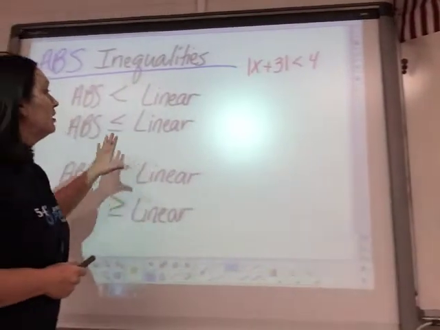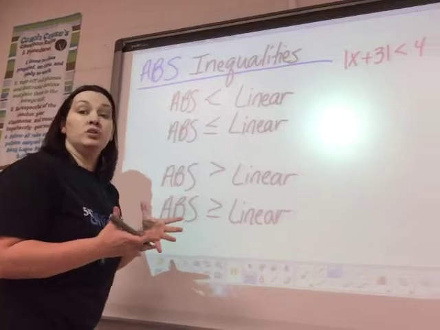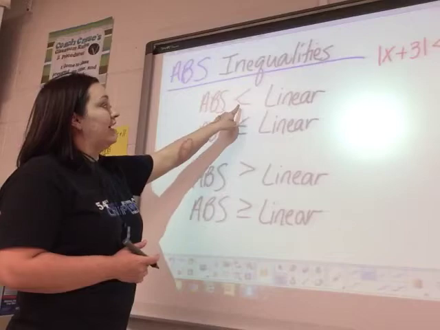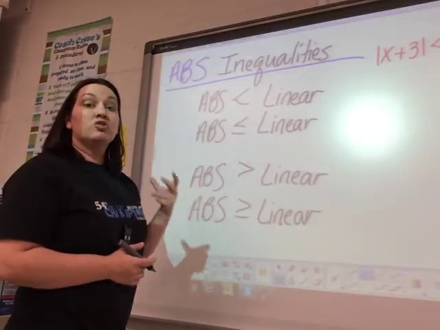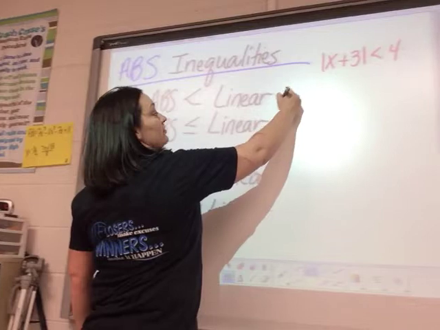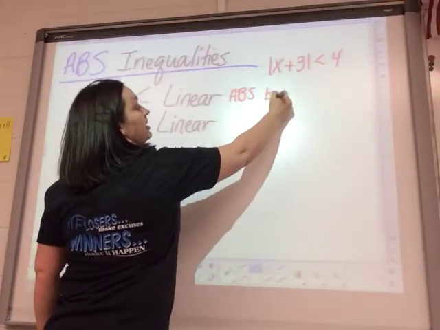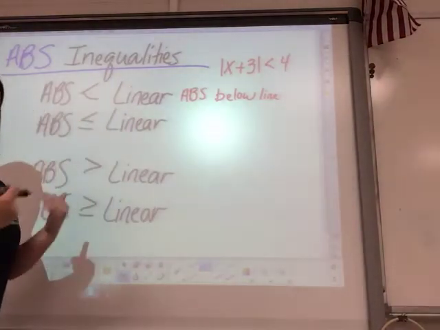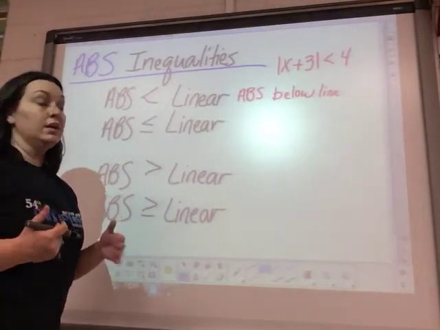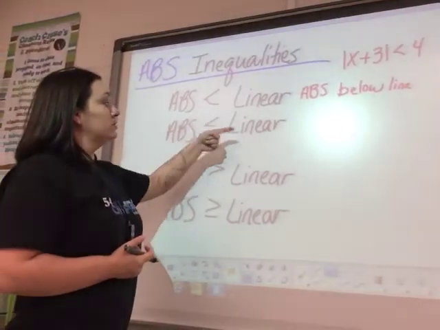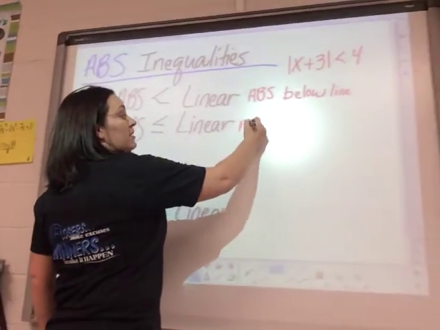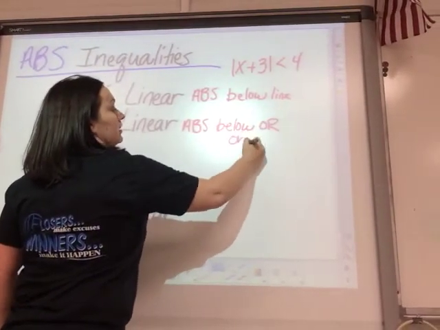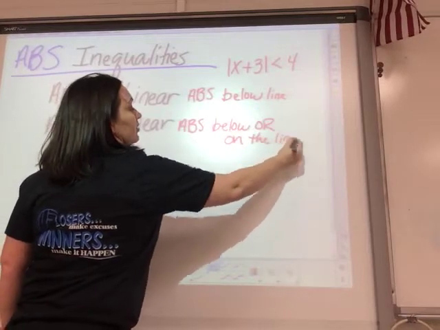So if we come back over here and look at my board, I'm trying to do a little bit of notes with you, so you may want to jot this down. If you see that your absolute value is less than your linear, what that means graphically is that the absolute value is going to be below the line. When you graph, your absolute value is going to be below your line. Absolute value less than or equal to the linear means that you're still going to be below, but you could also be on the line. Okay, so below or on.